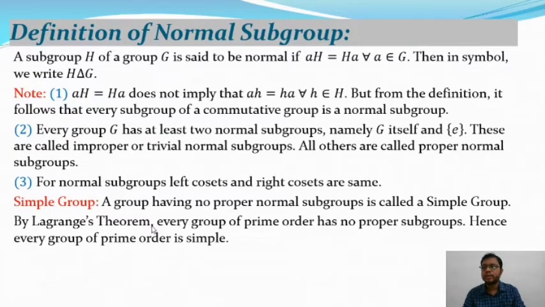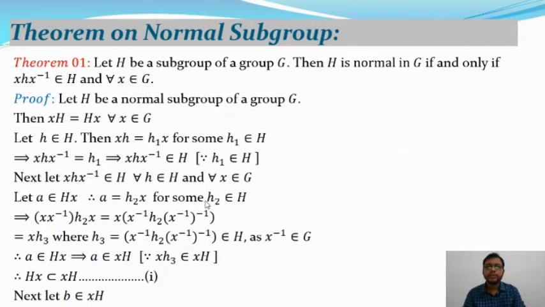So for example, the order of G is equal to, say, 7. The order of G is a prime, so it is not a simple group. And after that we will discuss some related theorems on normal subgroups. So that is the first theorem on normal subgroups.